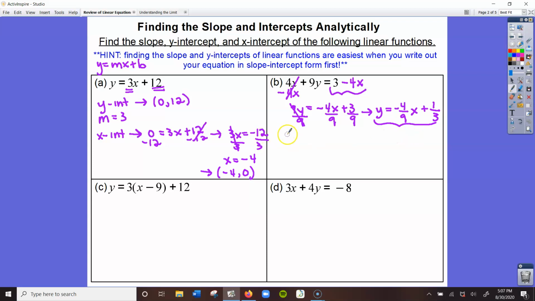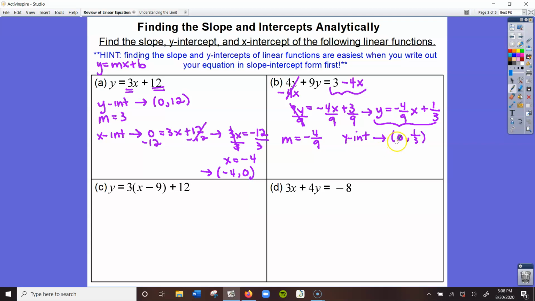So I already have two parts of my answer here. I have my slope, which is equal to negative 4 over 9. And then I also have my y-intercept. Remember, I'm going to write this as a coordinate. My y-intercept is when the x is 0, and then b, which is 1 over 3.